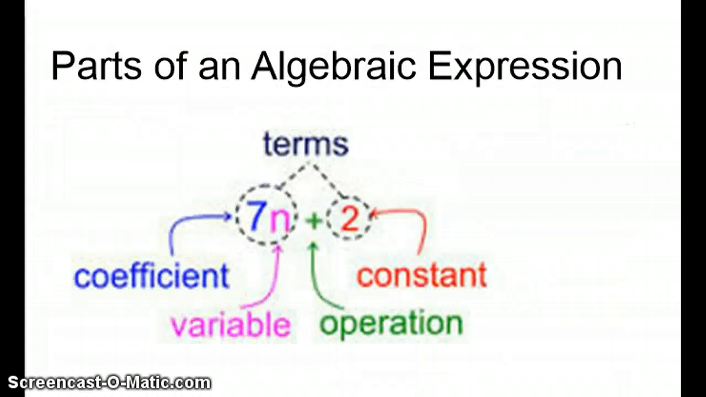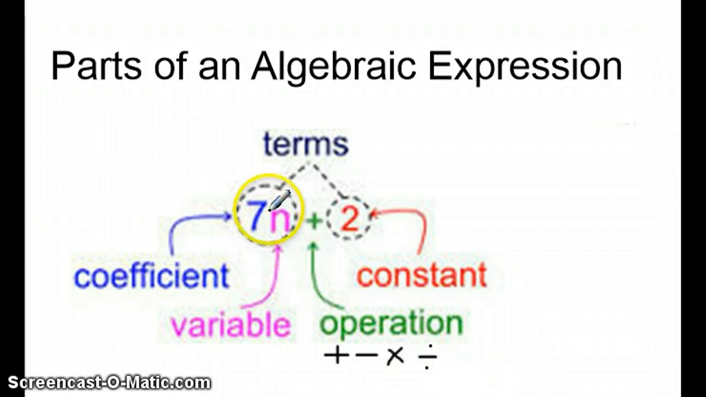That brings us to our parts of an algebraic expression. An algebraic expression is broken up into terms. Terms is the number of pieces that make up an algebraic expression separated by operations. An operation is our math action words. Again, those are addition, subtraction, multiplication, and division. So we have our operations, which are adding, subtracting, multiplying, or dividing.